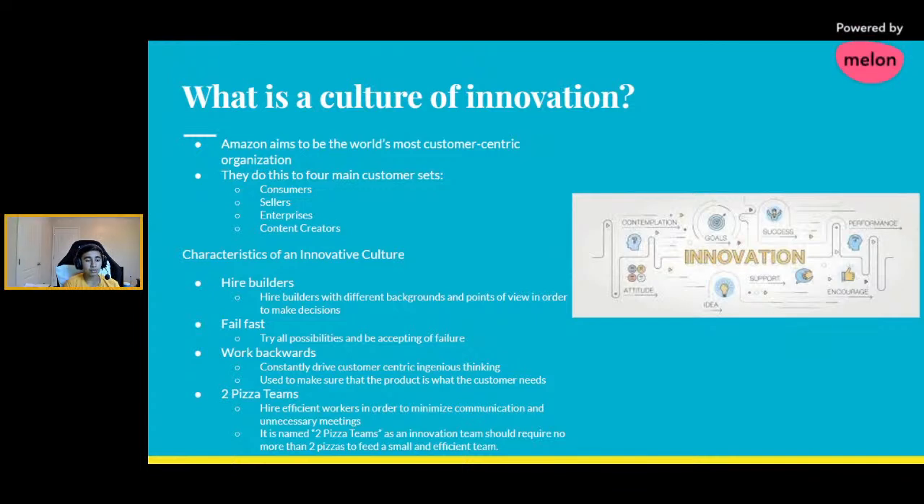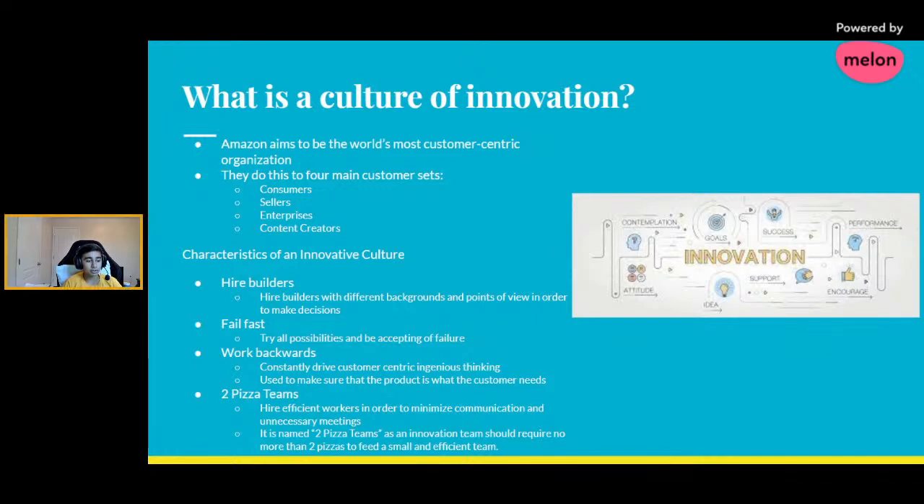Fail fast is important because you want to be able to try all possibilities. And in every business, you want to be accepting of failure because failure helps you be better in general after you learn from your mistakes. Working backwards. So constantly drive customer centric, ingenious thinking. So remember, keep focusing on the customer and make sure that the product is what the customer needs. You want to make sure your product is special and something the customer really wants. And two pizza teams. You want to hire efficient workers in order to minimize communication and unnecessary meetings. Because even though communication and meetings are good, a lot of them can make the whole process very confusing and it can be unnecessary.